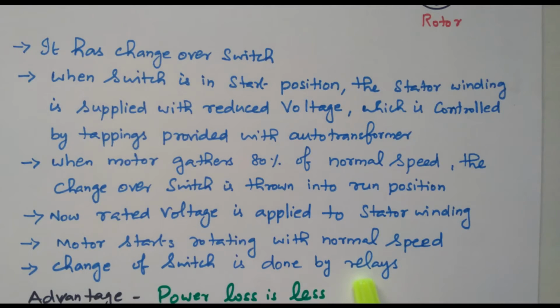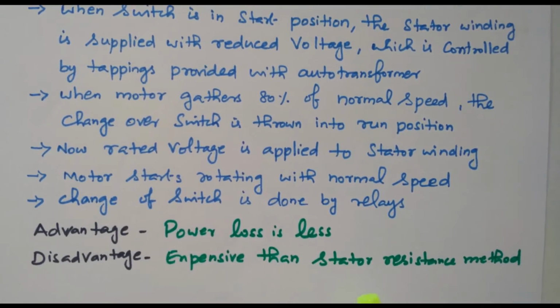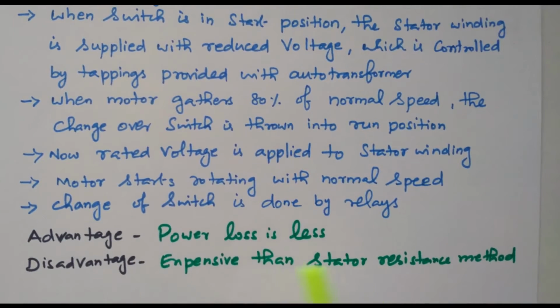Right. So in this method, the auto transformer is used to apply the reduced voltage to the stator, so that the current taken by the stator is also reduced. The main advantage of this method is that power loss is less. In one more method, the stator resistance method, the power will be lost, but here power is not lost. But another disadvantage is that it is expensive. The stator resistance method is a very cheap method, and only one set of resistors is needed. But here we need an auto transformer, so that is more expensive.